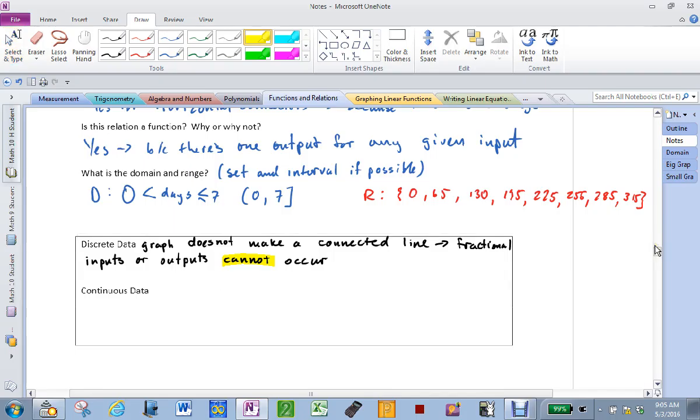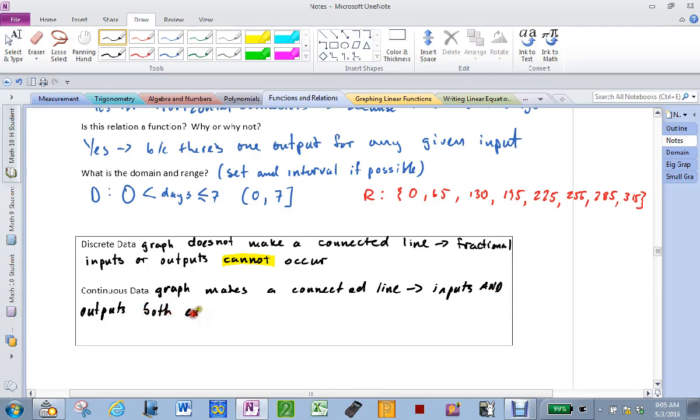Continuous data. The graph makes a connected line, if you have the picture. What does it mean in math? Inputs and outputs both exist for all values. Everybody cool?